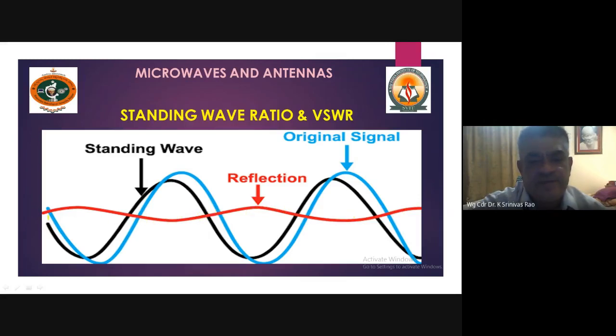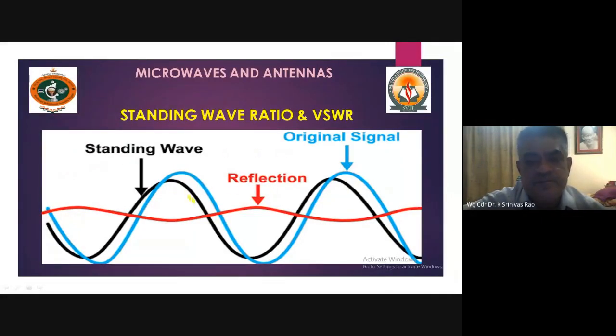When we have a reflected wave, then because of the resultant of these two waves, that is blue and red, we'll have a resultant wave which is black, which is nothing but a standing wave. The standing wave is nothing but a resultant wave formed because of the original signal and the reflected signal from the transmission line. So please understand this, very important.